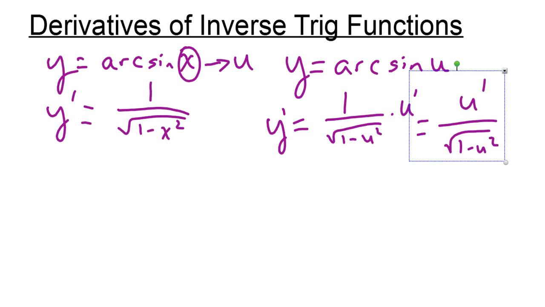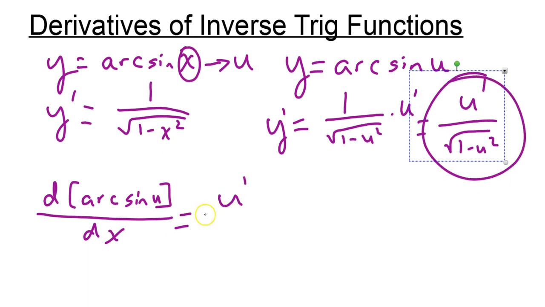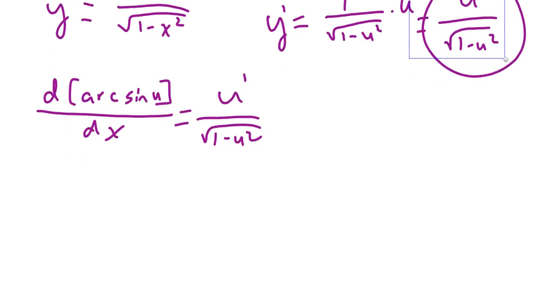Now, to help ease the memorization of this, I'm going to use some notation that I've referenced in the past. If I want to take the derivative of the arc sine of u with respect to x, that simply equals this expression here, u prime over the square root of 1 minus u squared. Okay? So let's take a look at some of the problems out of your exercises.